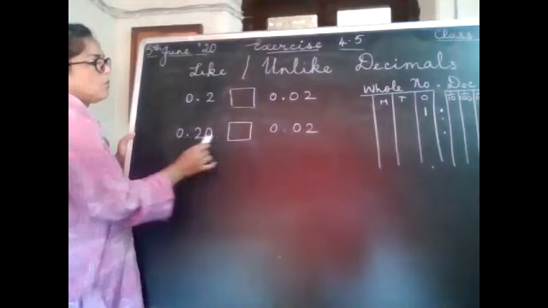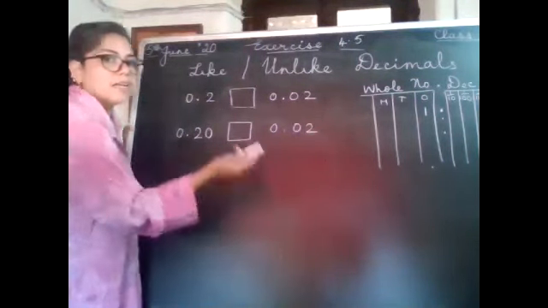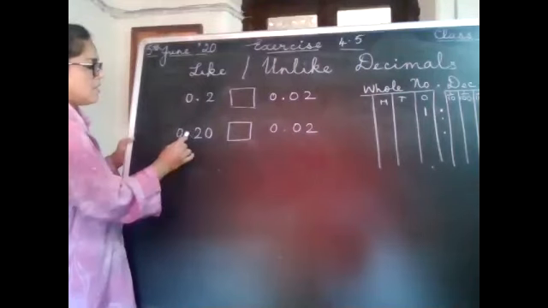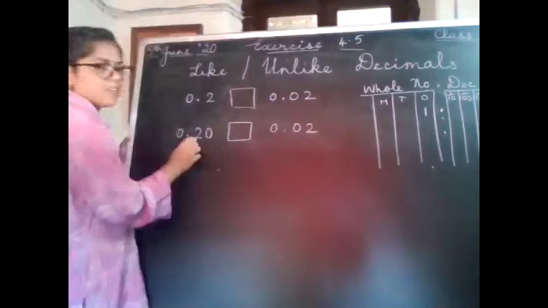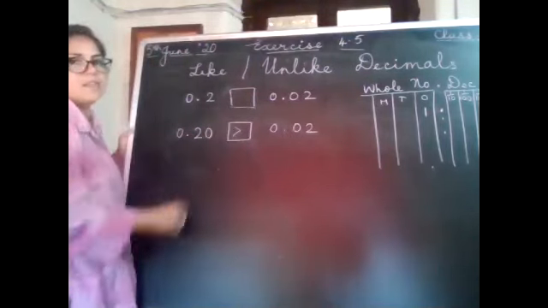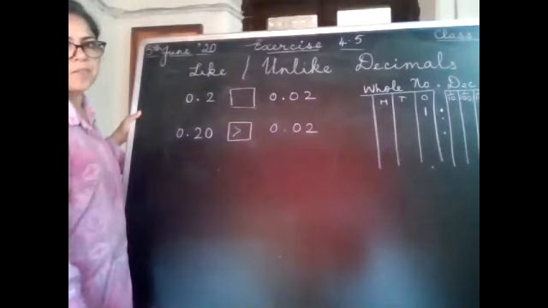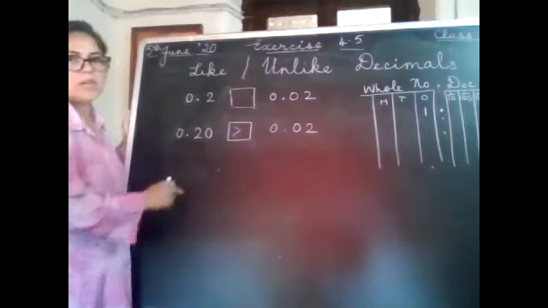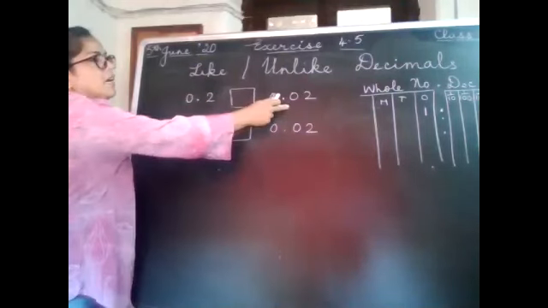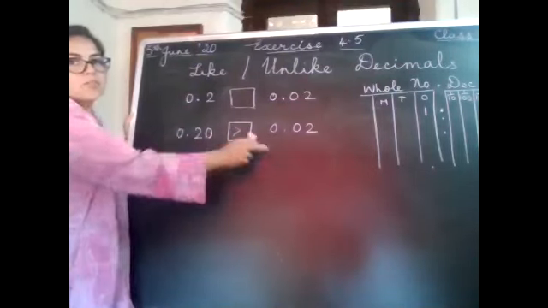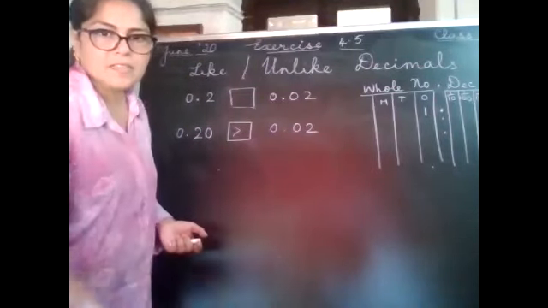Whole number is 0, whole number is 0. We cannot compare. We go to the next, the tenths place. Here we have 2, there we have a 0. So obviously 2 is greater than 0. So we straight away put the greater than sign. That's how you compare numbers. When the decimals are unlike, you change them to like, so it becomes easy for you to keep comparing one digit at a time.